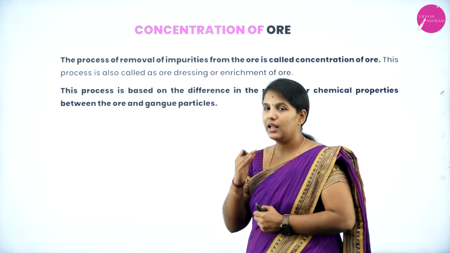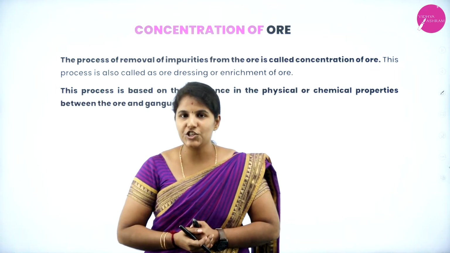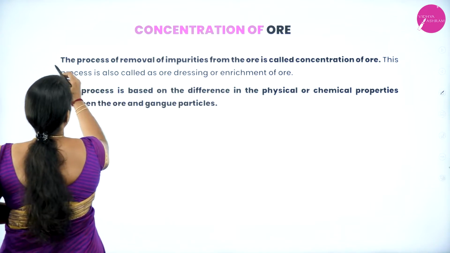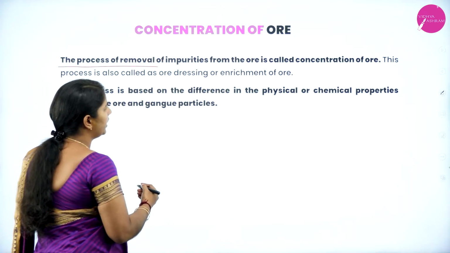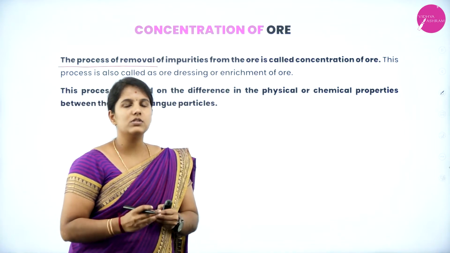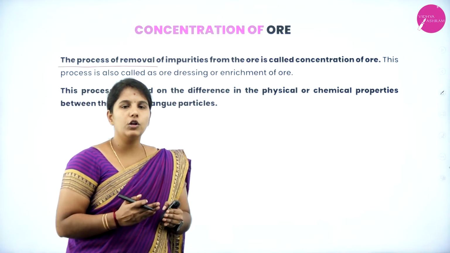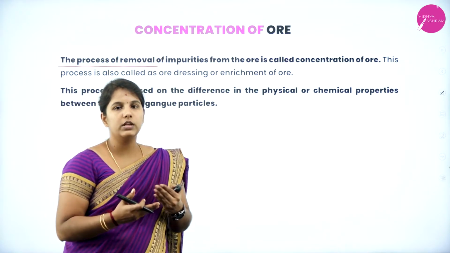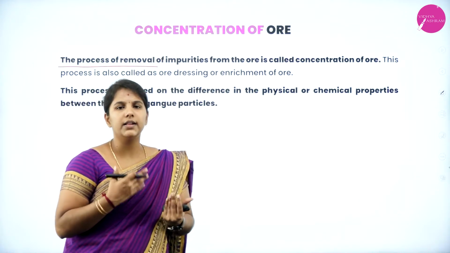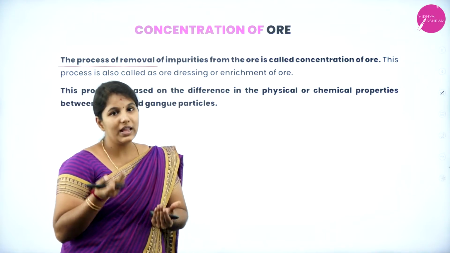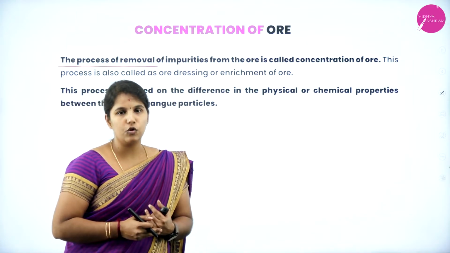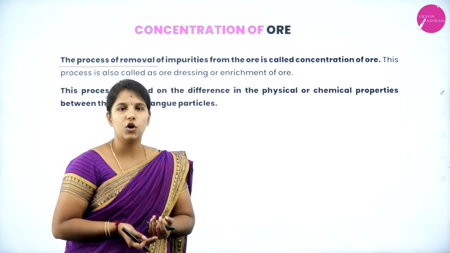Next, we'll see the first step in the extraction of the metal, that is concentration of the ore. The process of removal of the impurities from the ore is known as concentration. It is very simple. We all know that our metal is always found in the form of ores, and this ore is not a pure form of the metal, it always contains gangue. Gangue is nothing but the impurities. So first of all, we need to remove all the impurities present in our ore. That process is known as concentration.